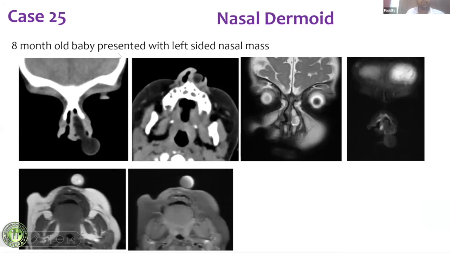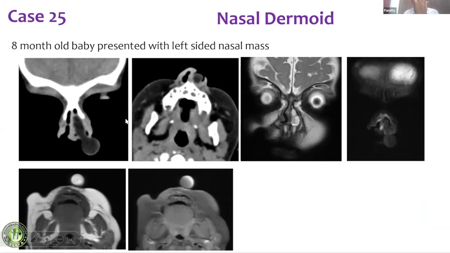This is an interesting case. This is an 8-month-old baby presented with a left-sided nasal mass. Basically, the diagnosis is clear from the clinical examination. MR or CT examination is done to characterize the lesion and to see whether there is any intracranial communication. You can see this is a very homogeneous fat density lesion in the left side nasal cavity, but it is only attached to the nasal septum. There is no intracranial extension in this case. You can see the T2 hyperintense lesion, and the T1 hyperintense lesion with fat suppression on the T1 fat sat.